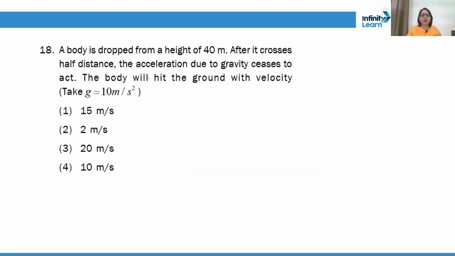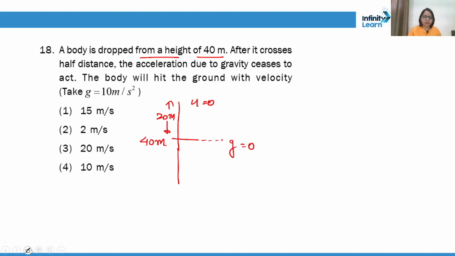Question number 18. A body is dropped from a height of 40 meter. 40 meter is the total height and it is dropped. That means initial velocity is 0. After it crosses half of the distance, that is 20 meter, the acceleration due to gravity ceases to act. So after this point, g will become 0. So the particle will perform a uniform motion. Okay, because there is no acceleration, the particle's velocity will be constant. You need to find the velocity with which the body will hit the ground.